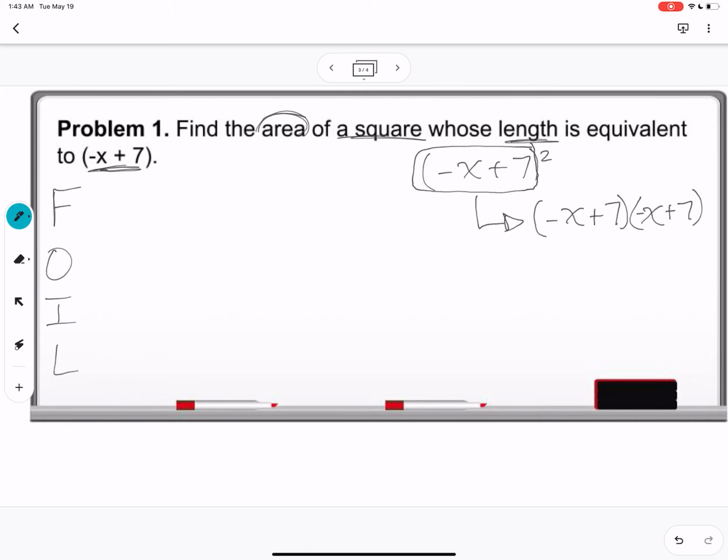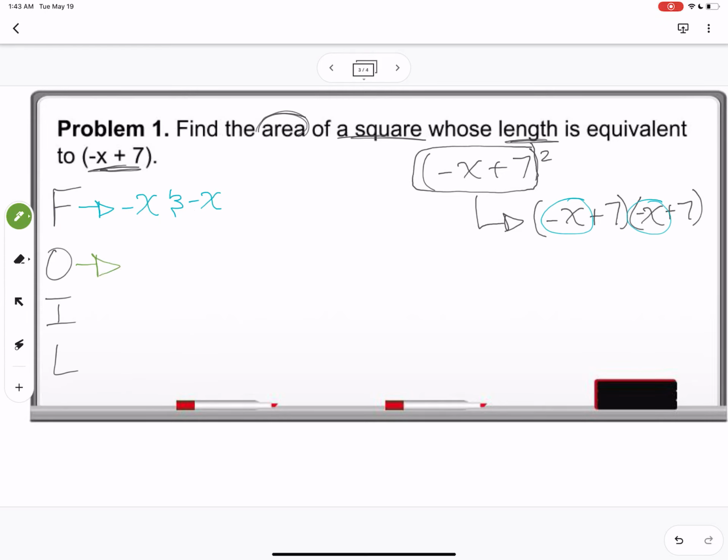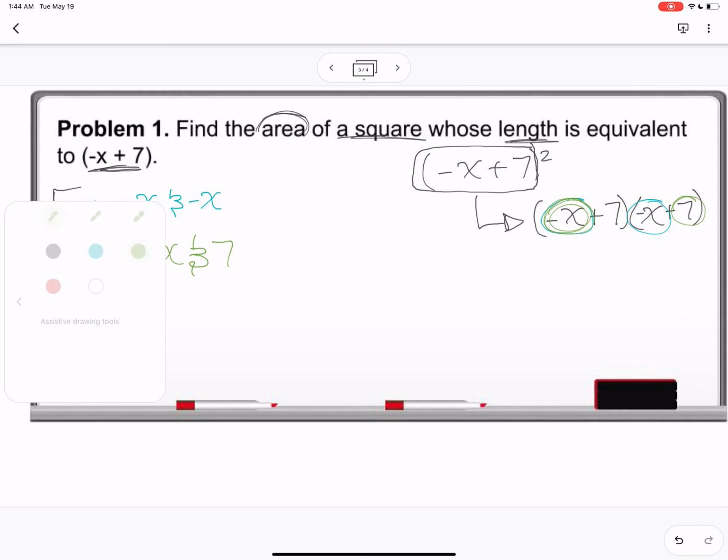Starting with my first terms, I'm going to list them out. My first terms are the first terms in each binomial. So I have a negative x here and a negative x here. Therefore, my first two terms are negative x. And then my outside terms. My outside terms are the terms closest to the outside parentheses. In this case, we have a negative x and a positive 7 because they're both closest to the outside parentheses. So we have negative x and 7.